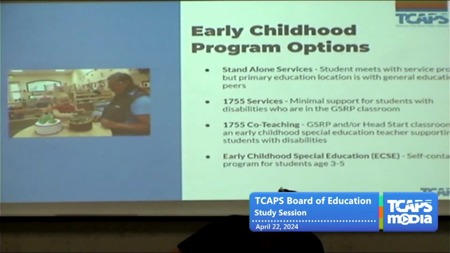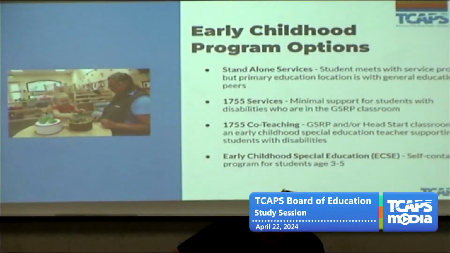There's no classroom environment. It is simply them working one-to-one primarily with a service provider to work on their IEP goals and objectives. So that's the first one. That's what we would consider the least restrictive. They're not in a classroom setting, but they're getting their needs met through those itinerant services.